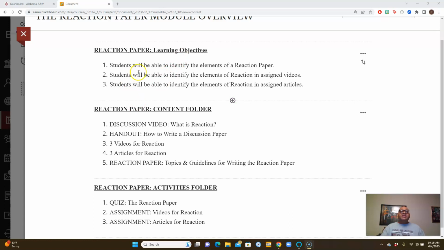So if you look at this, I have your objectives here for this week. There are only three. Students will be able to identify the elements of a reaction paper. You should be able to identify the elements of reaction in an assigned video. And you should be able to identify the elements of reaction in assigned articles. Okay, so that's what we're going to focus on this week.